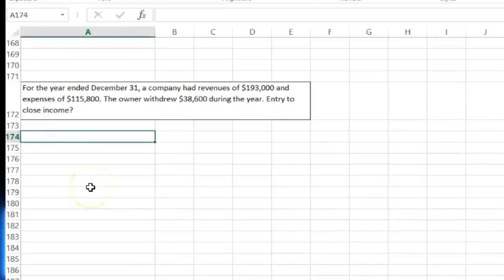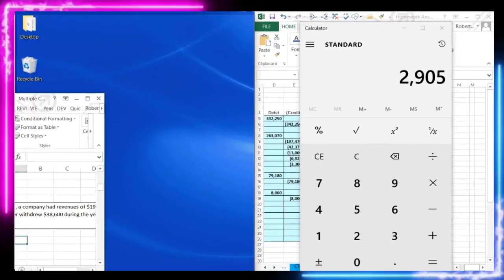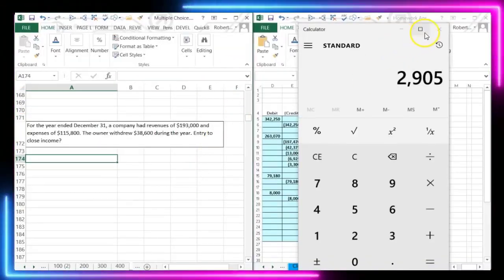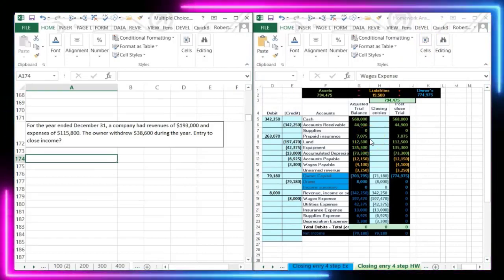2905. Next one we have, for the year ended December 31st, the company had revenues of $193,000, expenses of $115,800. The owner withdrew $38,600 during the year. Entry to close income. So here we have a closing process one again. I'm going to pull this to the side, and again, I'm just looking at a random trial balance. I'm not looking at a trial balance related to this problem, but it'll give me some ideas here.